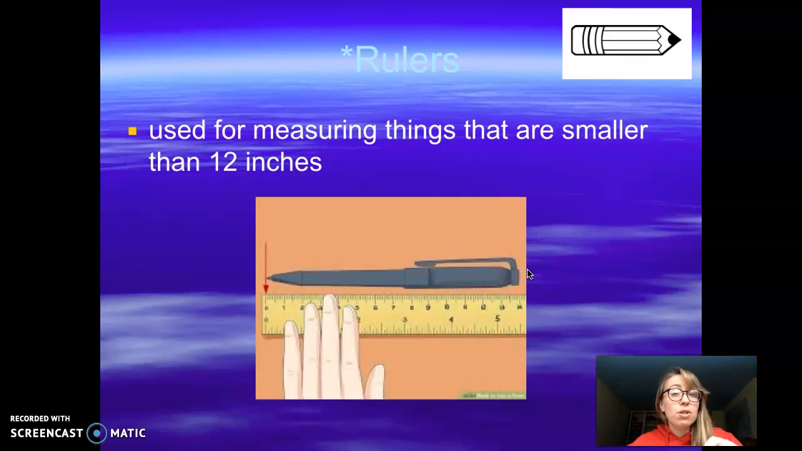I think probably most of you know these things already. I'm going to let you make the choice about whether you write them down. I think most of you know what a ruler is. I don't need you to write that down in your notebook, but let's just make sure that we're all on the same page. So a ruler is used for measuring things that are smaller than 12 inches, because that's how long a ruler is. Rulers often have both the metric system and the US customary system on them. We see both centimeters and inches.